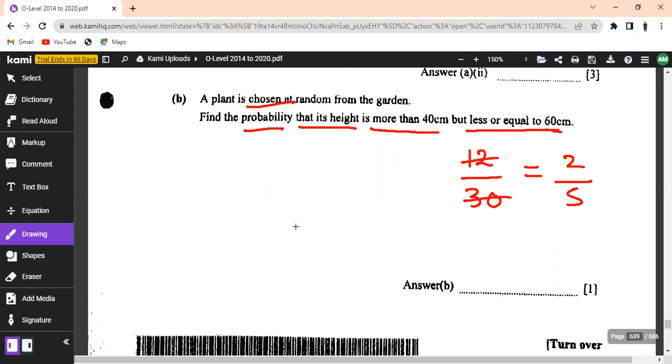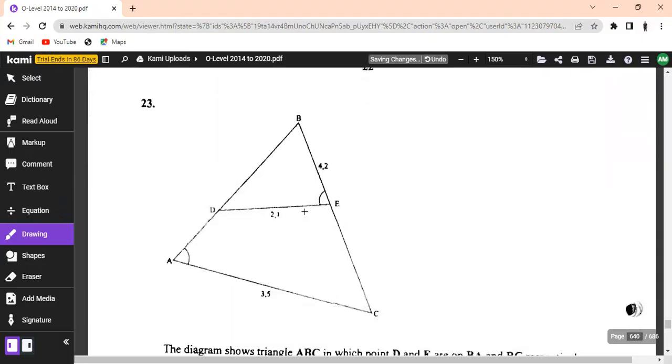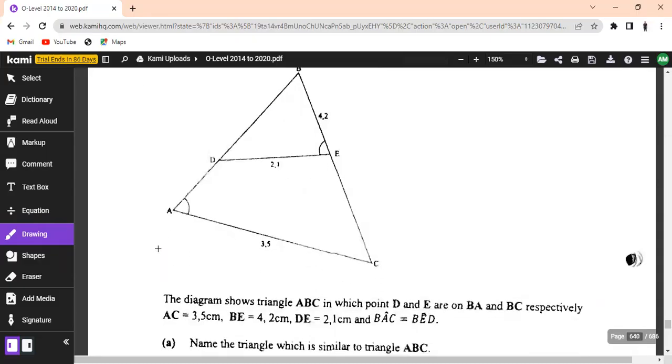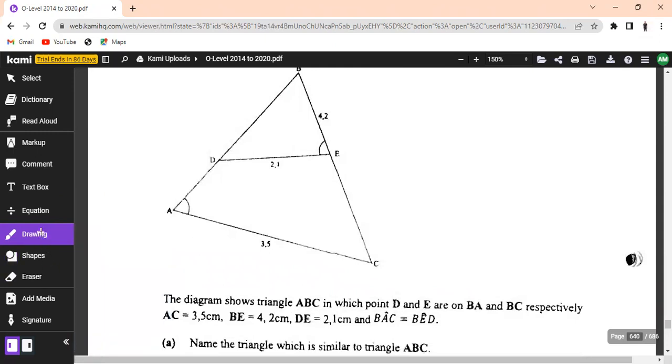So it's going to be 2 over 5, just like that. All right, so those are the typical questions, and how you're supposed to answer them is very, very important. Then on number 23, you are given a triangle, and this is 2,1. That's 2,1.